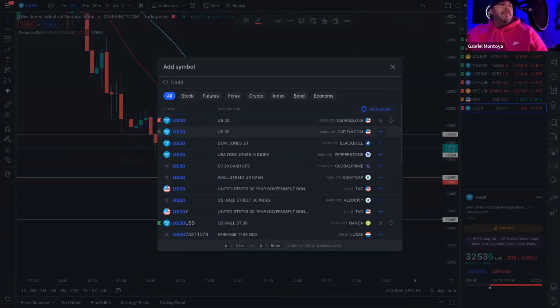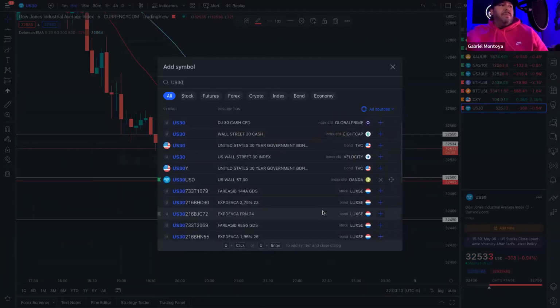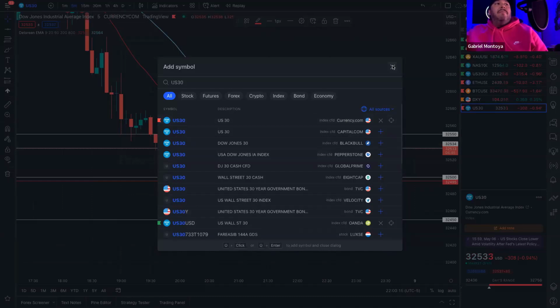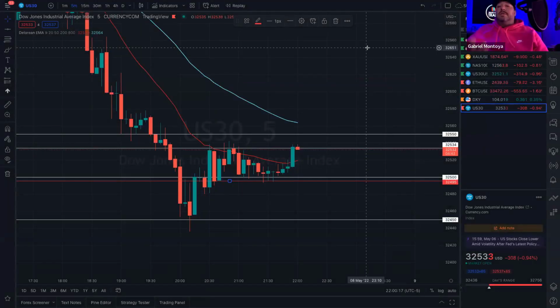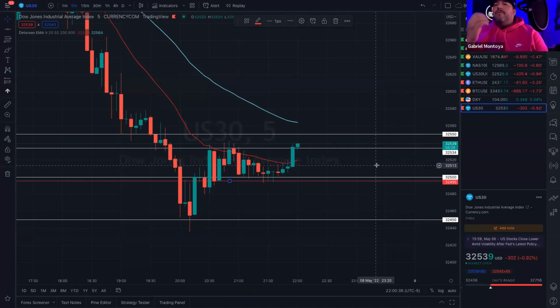Okay, there's currency.com, there's capital.com, there's Black Bull, Pepperstone, Global Prime, 8cap, TVC, Velocity, TVS, Oanda. So there's tons of them here. Currency.com is the one that matches up the closest, I believe probably about 1 to 2 points off, depending on the day. Sometimes it's right on. Sometimes I'll call it based off TradingView, and it'll take maybe a second or so before it gets in on my phone, because it's maybe 1 point off.